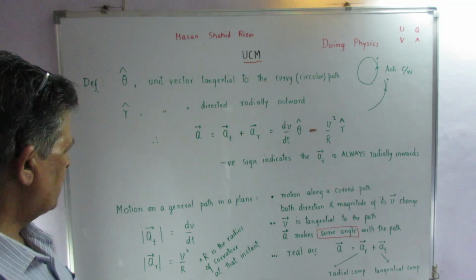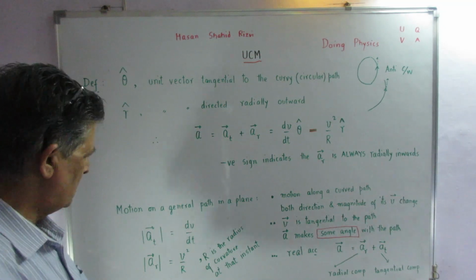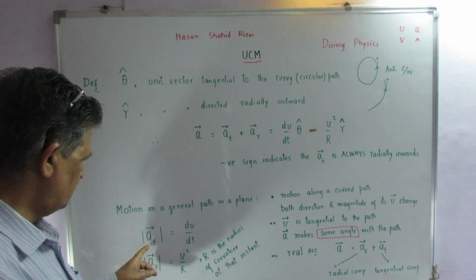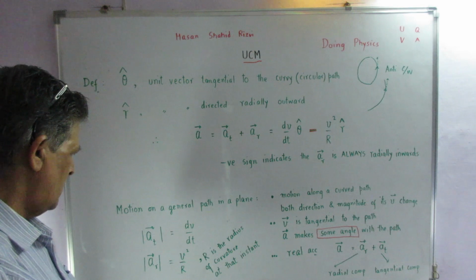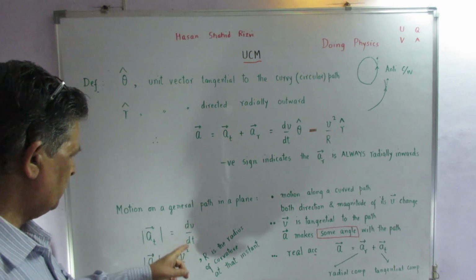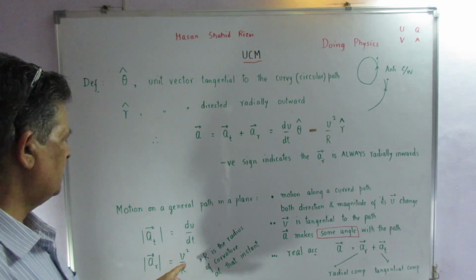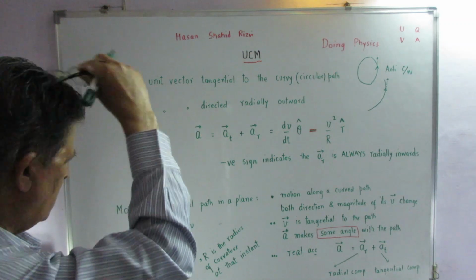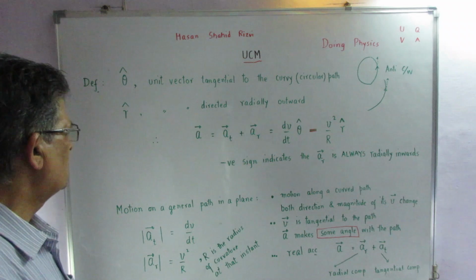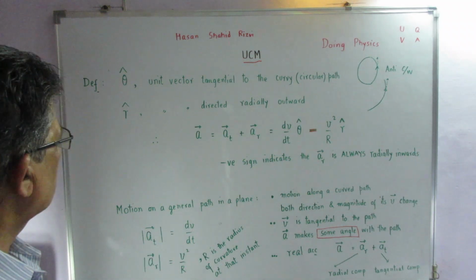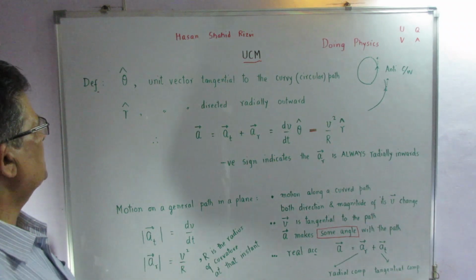So as I said, the magnitude of this tangential component of the acceleration is equal to dv/dt, and the radial component is v squared upon r. And I explained to you what is curvature and what is radius of curvature.